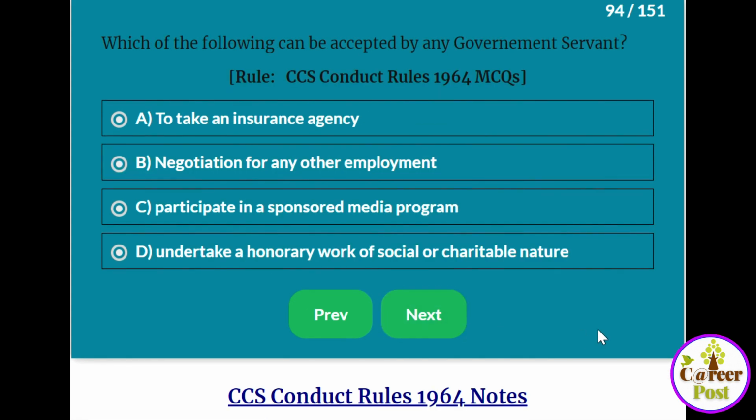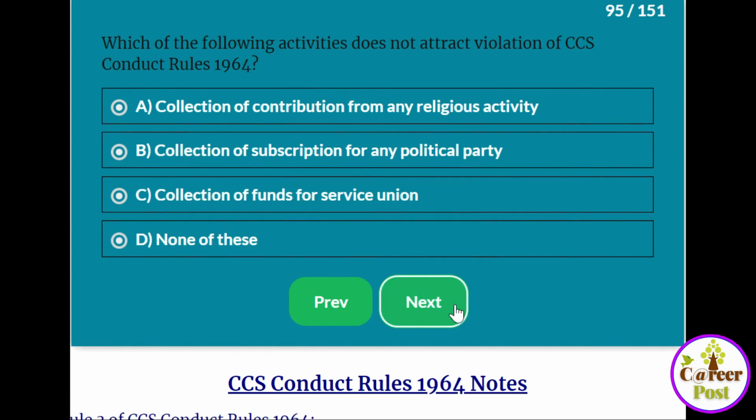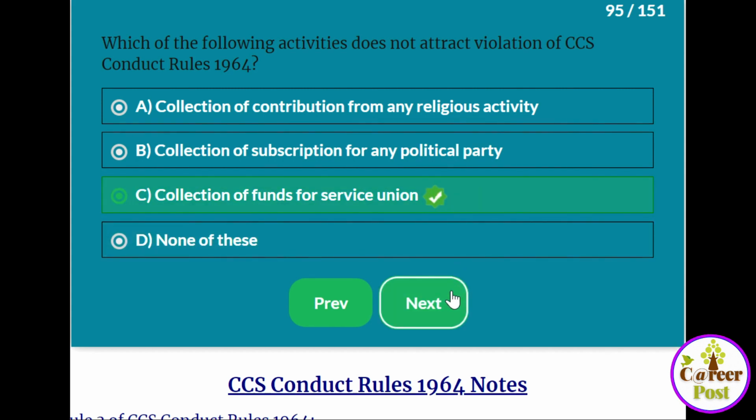Which of the following can be accepted by a government servant? To take an insurance agency, negotiation for another employment, participate in a sponsored media program, undertake honorary work of a social or charitable nature. The answer is D. Which of the following activities does not attract violation of CCS conduct rules? Collection of contribution for any religious activity, collection of subscription for any political party, collection of funds for a service union, none of these. It is collection of funds for a service union.